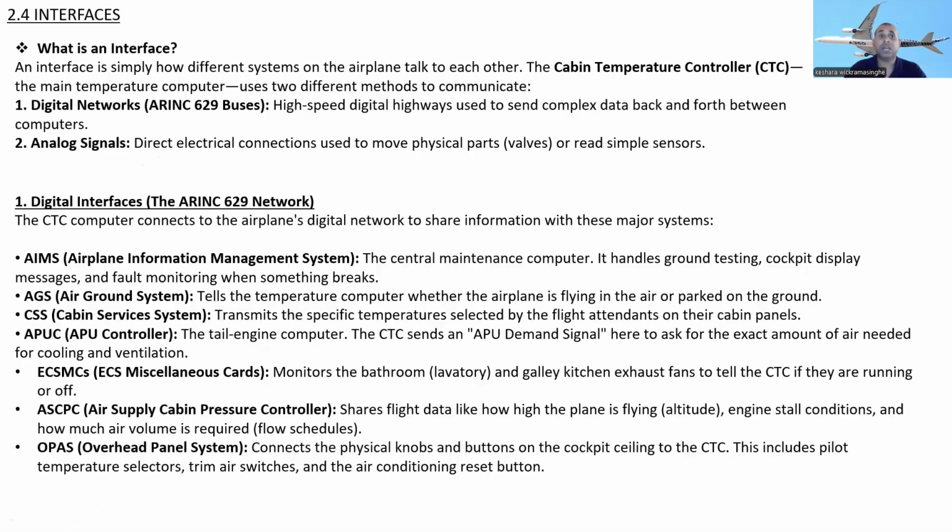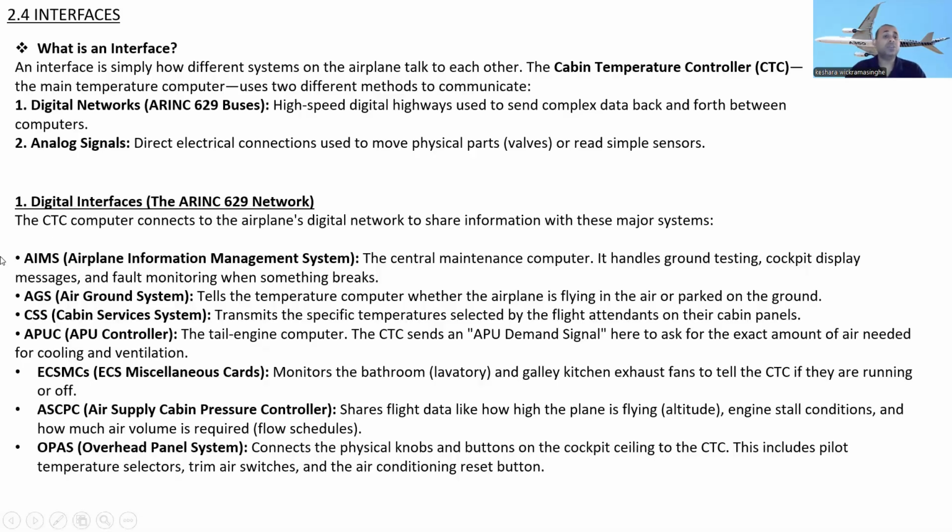These are called digital networks. They use ARINC 629 data buses. And the next one, analog signals: direct electrical connections used to move physical parts, valves, or read simple sensors. They use two different methods to communicate. What are they? Digital networks and analog signals. Digital networks use ARINC 629 buses.